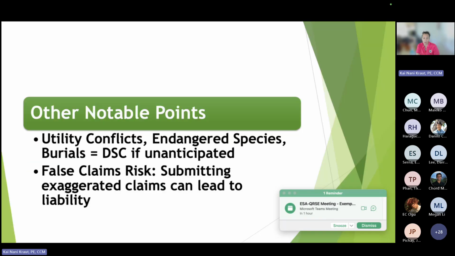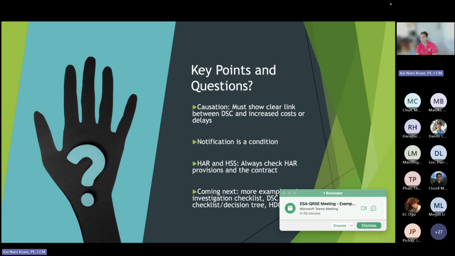Again, some notable points. Utility conflicts, maybe. I don't know about endangered species, I probably should take that out. Burials for sure. Endangered species, we kind of know where they live, we kind of have that. And then again, false claims, them submitting or exaggerating claims, although I don't think we've ever pushed back, but it's not in accordance with the contract. It's not in accordance with the law.